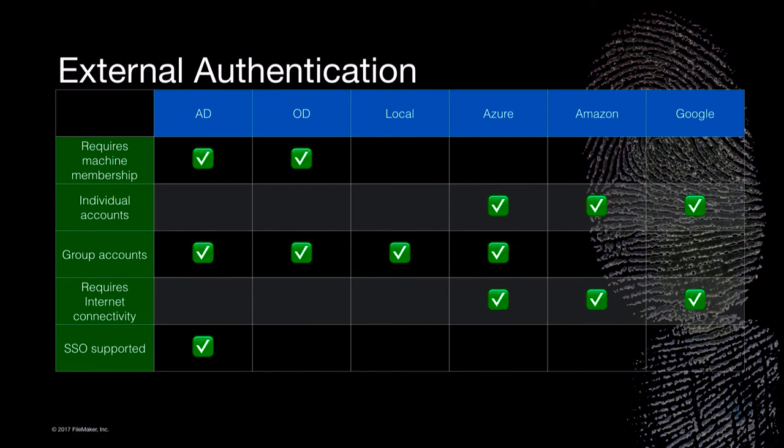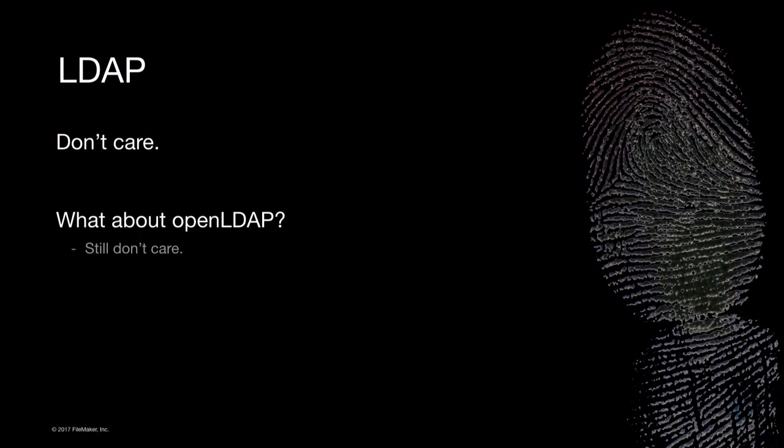SSO is one of the alphabet soup things that we hadn't mentioned, right? So single sign-on. Of these 6, only Active Directory can provide native single sign-on, right? The other ones don't do it. You can mimic it in a lot of ways, but only true on-premise Active Directory can give you true SSO. If you want to know more about that, look me up after the session, and we can talk about that.